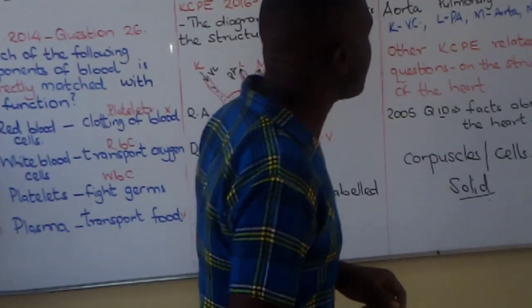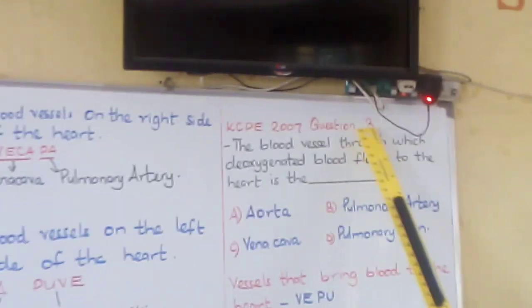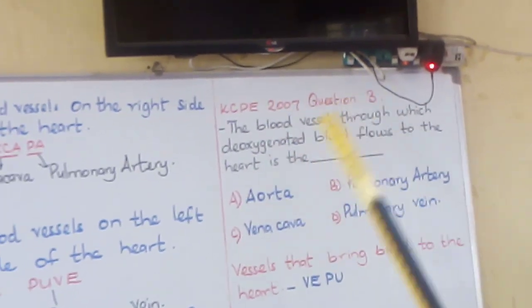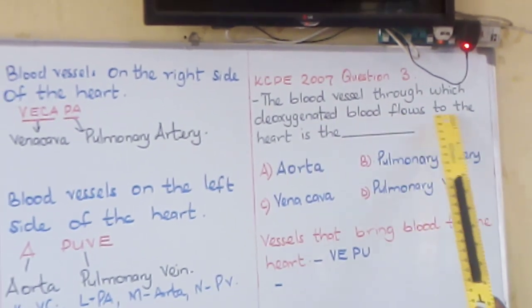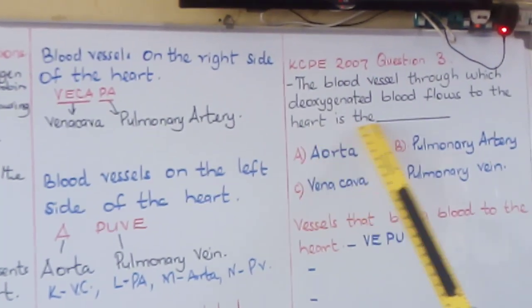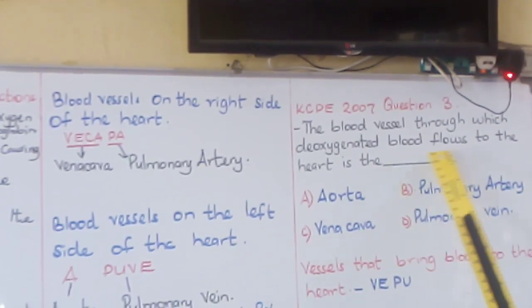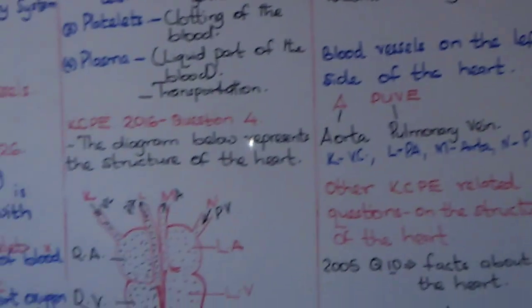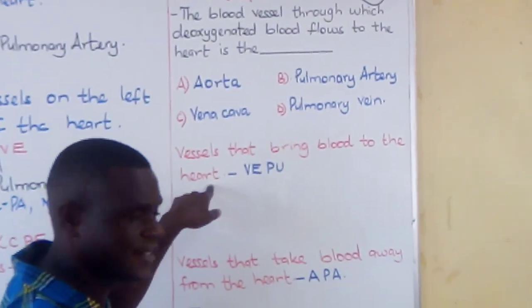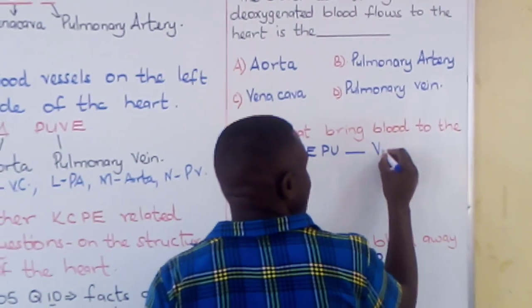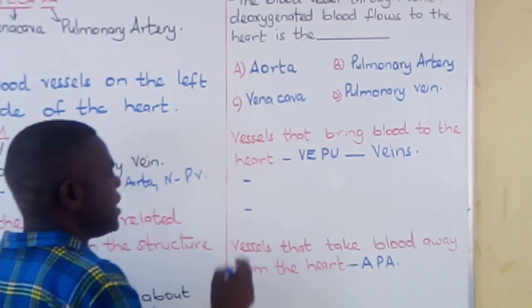So let's go to the next KCP question. KCP 2007, question number 3. The blood vessel through which deoxygenated blood flows to the heart is dash. Let's look at these blood vessels before we answer the question. Vessels that bring blood to the heart, we say they must be veins. And I've used the mnemonic VEPU. VEPU stands for vena cava.